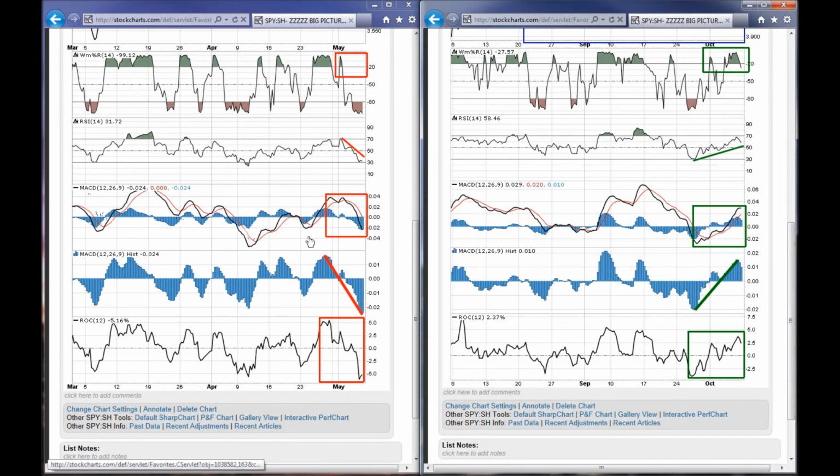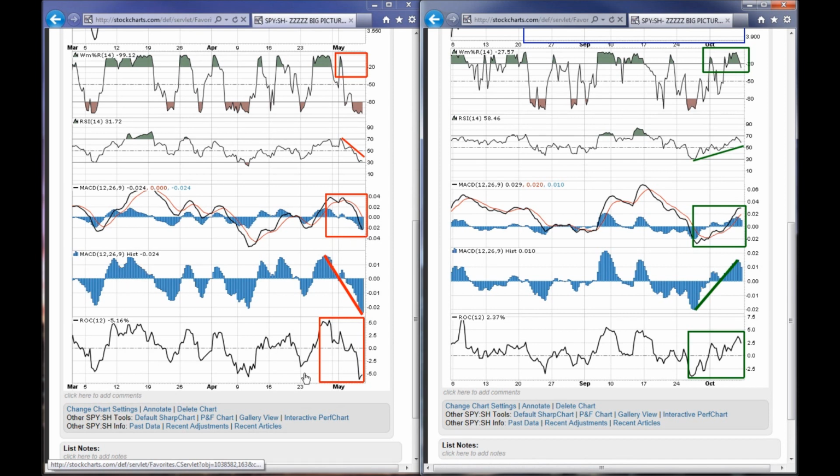MACD. This is your peaking process where you want to get out of the S&P 500. MACD is rolling over. Here we go from a high to a low. Here we go from a low to a high. This is the close on October 5th. Obviously, this looks better than this.